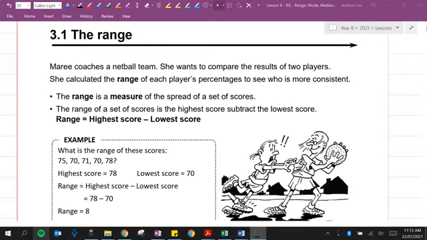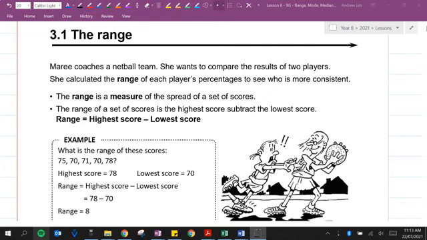And in this video, we're going to be looking at the range, mode, median, and mean. So we're going to look at the range first because that's one of the easier things to do. The range. Marie coaches a netball team. She wants to compare the results of two players. She calculated the range of each player's percentages to see who is more consistent.